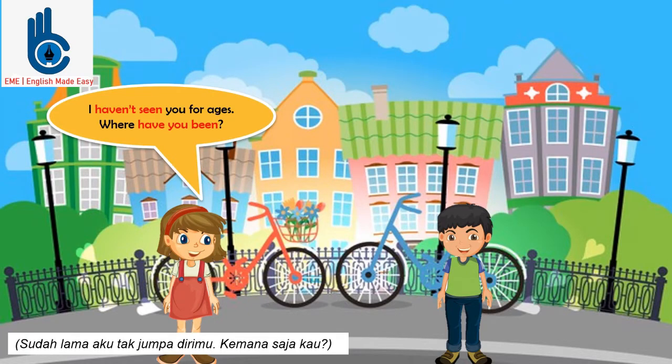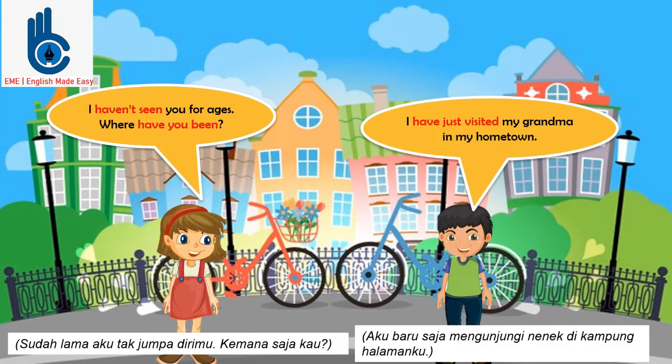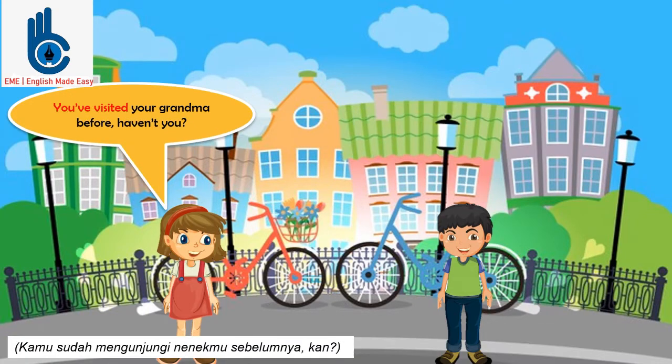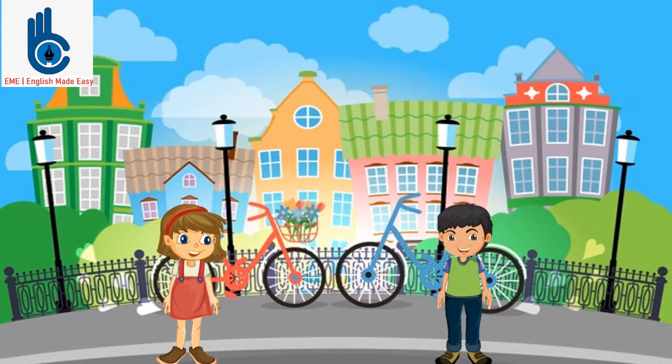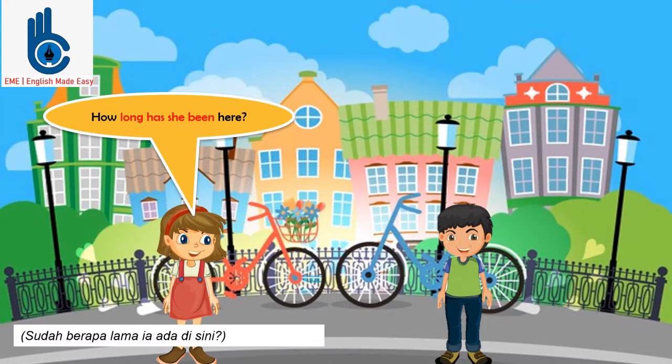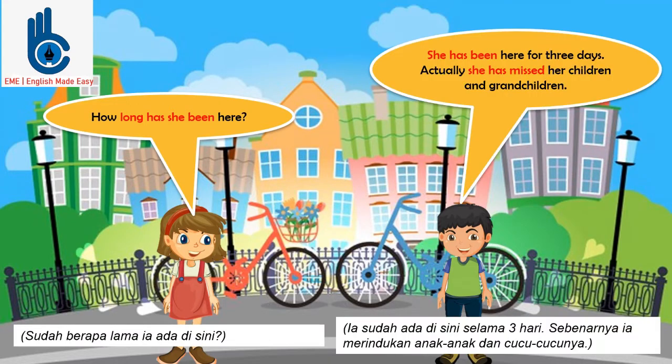First, the girl said, I haven't seen you for ages. Where have you been? And the boy answered, I have just visited my grandma in my hometown. You've visited your grandma before, haven't you? And the boy answered, yes, I have visited her 3 times this year. And then the last example, the girl said, how long has she been here? And the boy answered, she has been here for 3 days. Actually, she has missed her children and grandchildren.